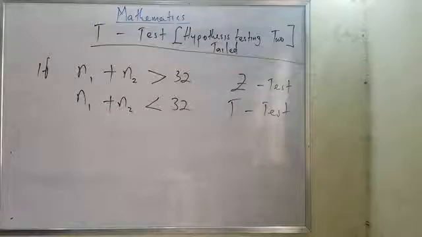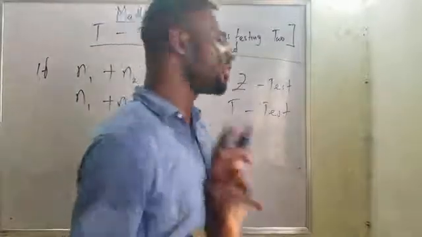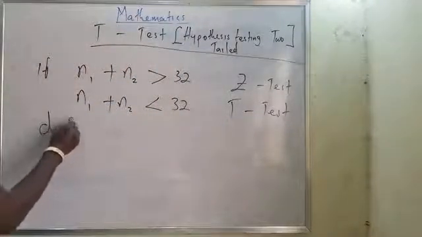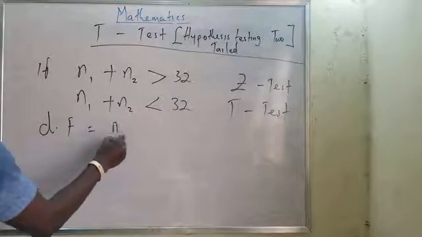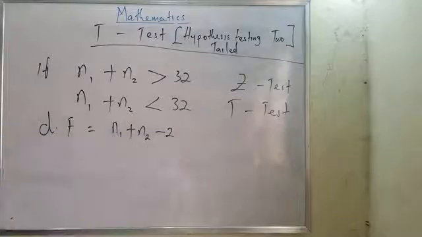Another thing is that to use your t-test, you must know how to generate your degree of freedom. Now, degree of freedom is always equal to n1 plus n2 minus 2. This is called degree of freedom.